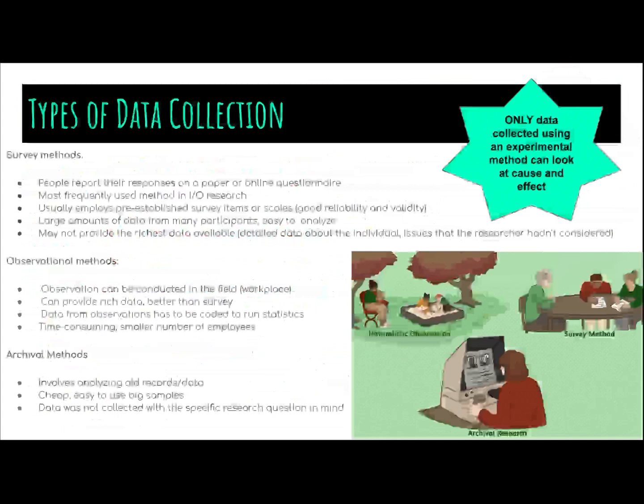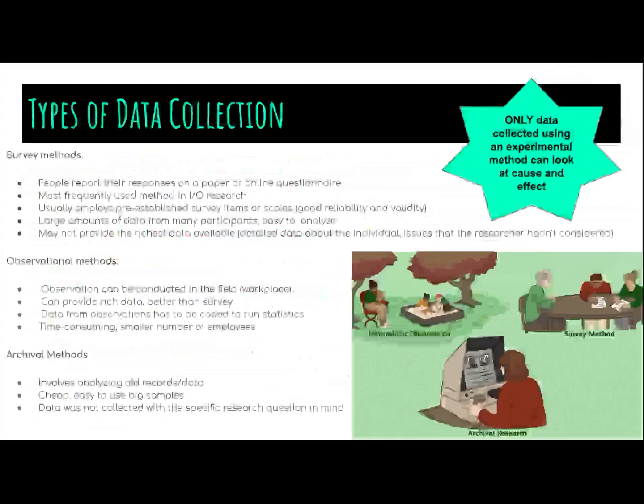Finally, archival methods involve analyzing old records or government data. It's cheap and easy to use big samples. However, the data was not collected with the specific research question in mind, and sometimes this data can be outdated because it's old. Only data collected using the experimental method can look at cause and effect, however.